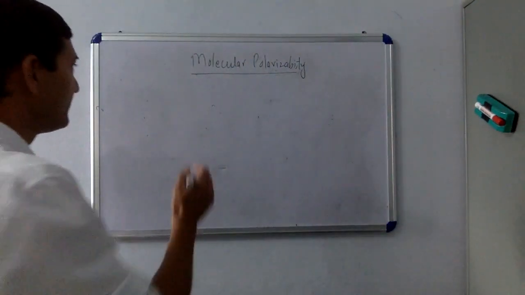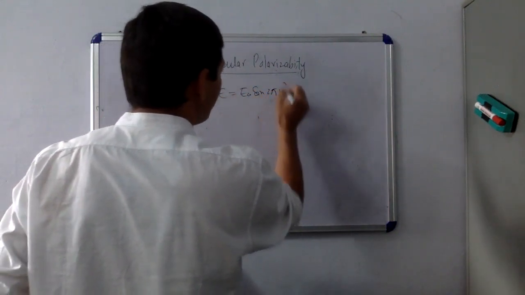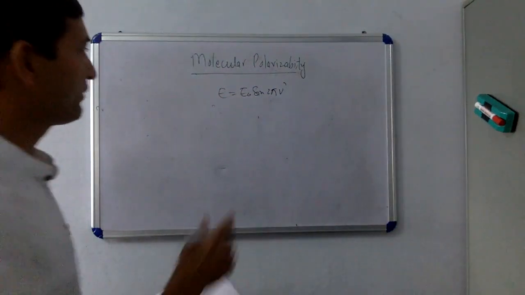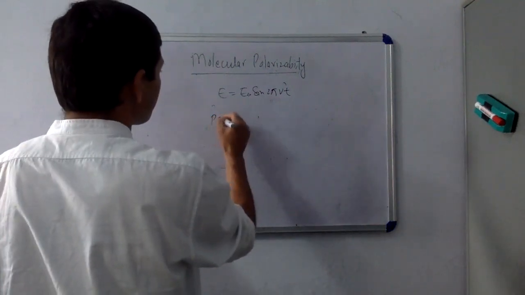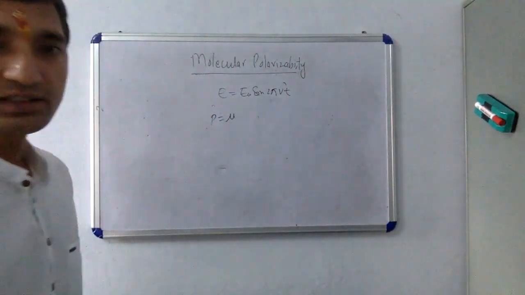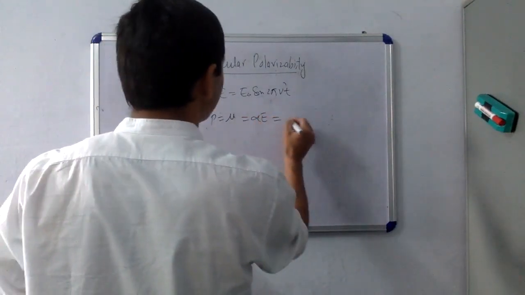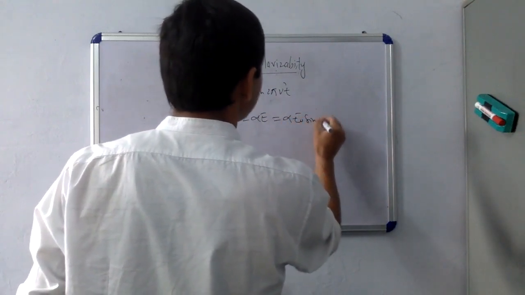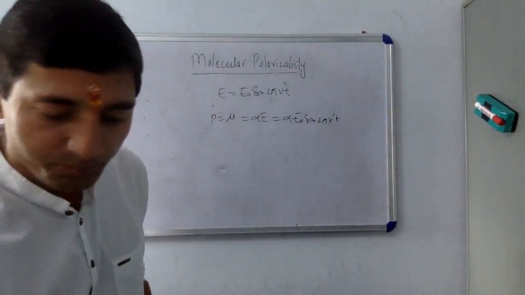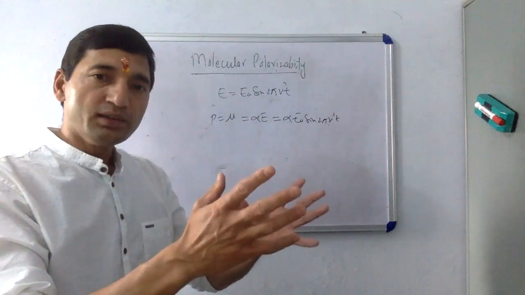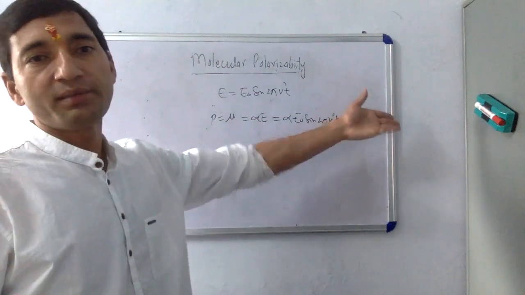Now, as we have discussed, if the applied field is E equal to E naught sine 2 pi nu prime t, where nu prime is the incident frequency, then the induced dipole moment, which some textbooks represent by mu and somewhere it is P, is equal to alpha E, which is alpha E naught sine 2 pi nu prime t. It means your dipole is oscillating with the same frequency as the incident, that is the exciting frequency, and this is called the Rayleigh line.